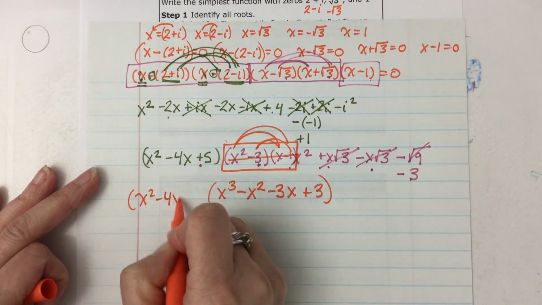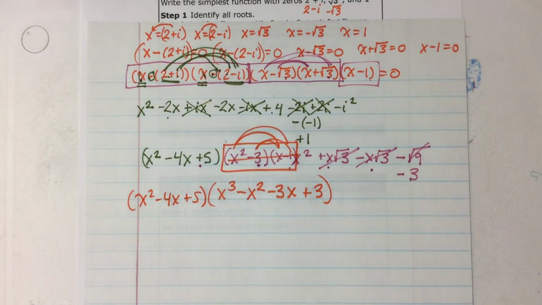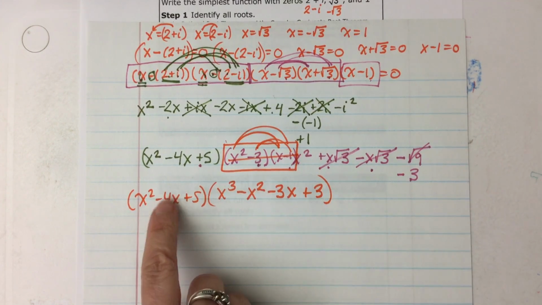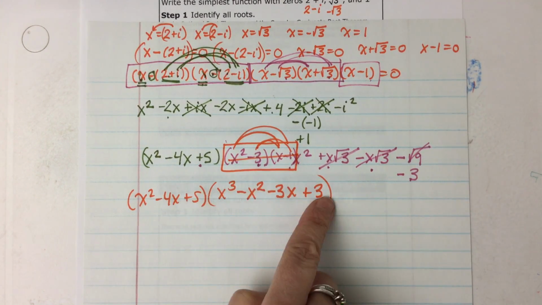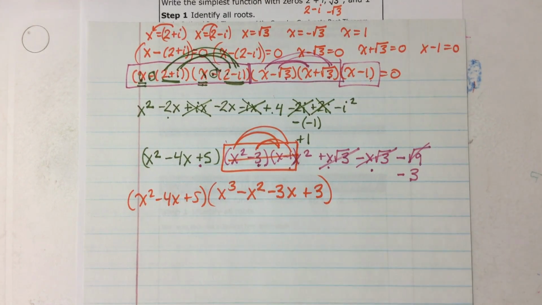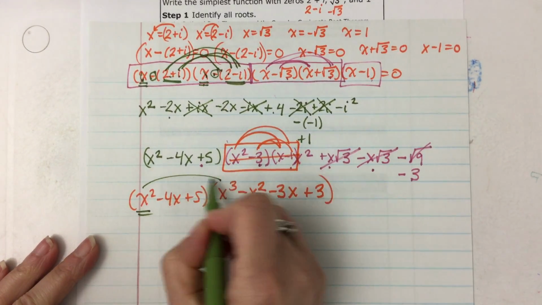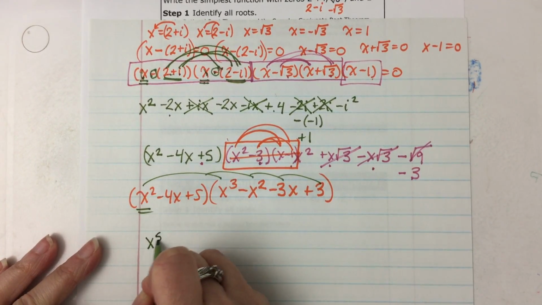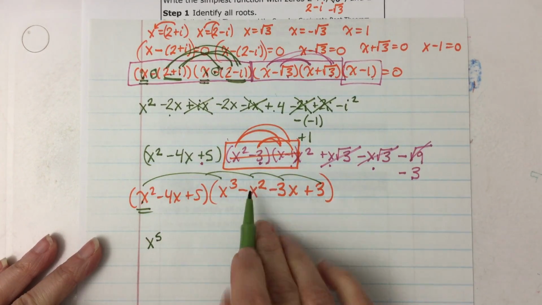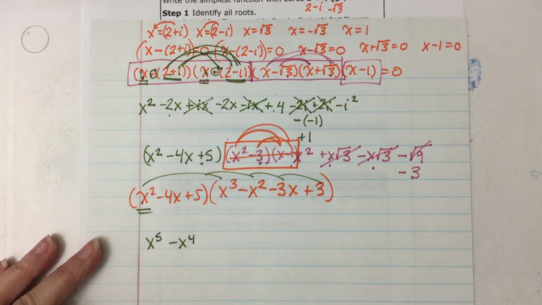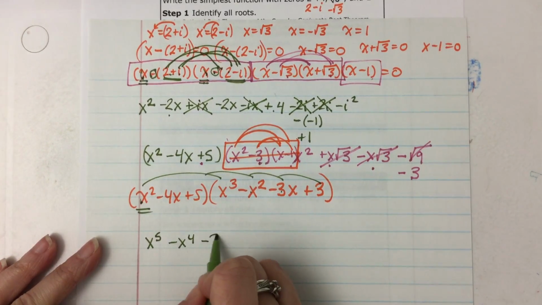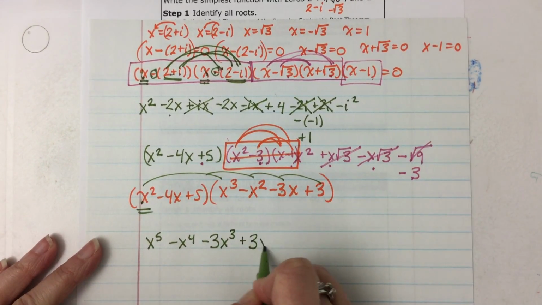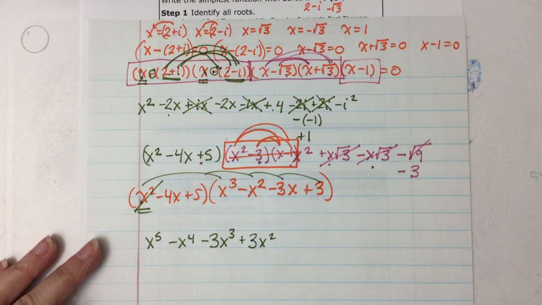Now what I need to do is bring down this x squared minus 4x plus 5. I need to take the x squared into all of these terms, then the negative 4x into all of these terms, then the 5 needs to go into every single term. So x squared, I'm giving every single term 2 additional x's. So x cubed becomes x to the power of 5. x squared times negative x squared is negative x to the power of 4. x squared times negative 3x is negative 3x cubed. x squared times 3 is 3x squared. Done with the x squared.